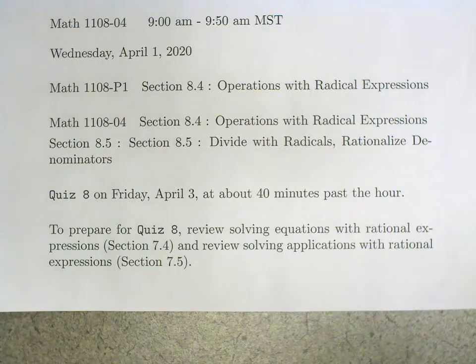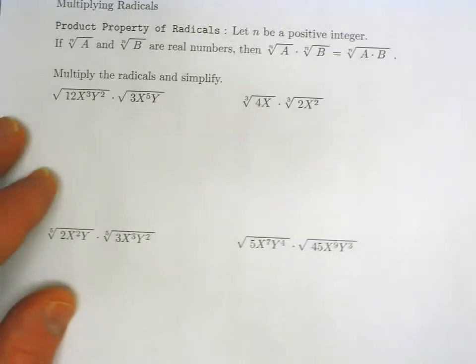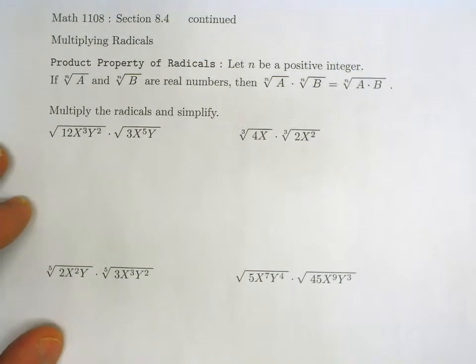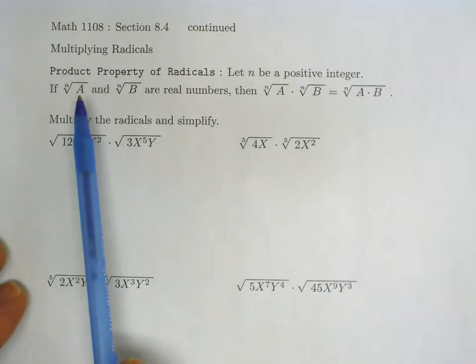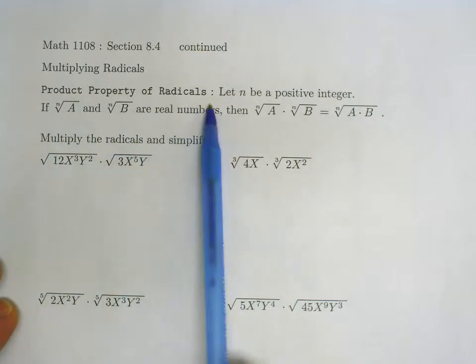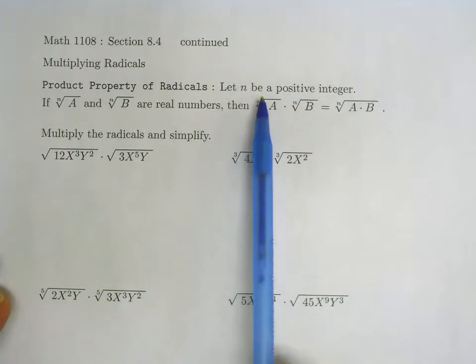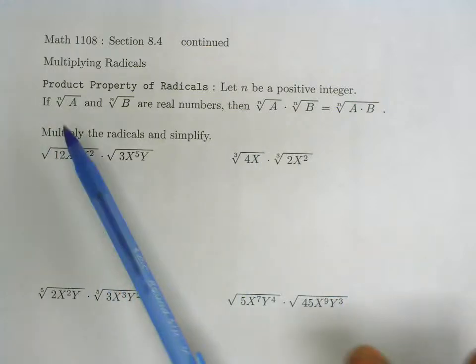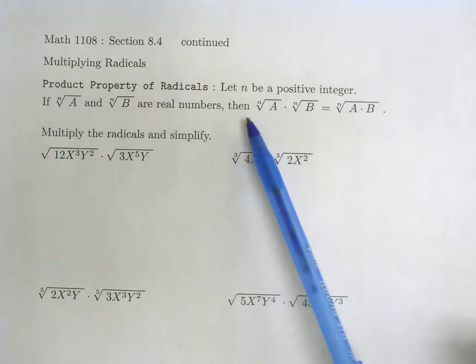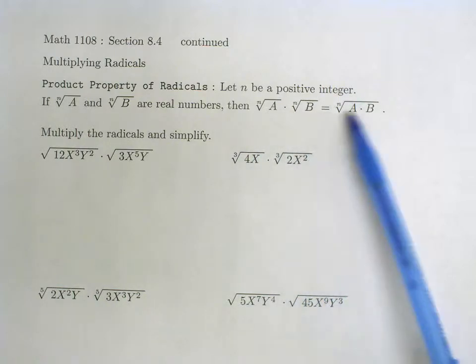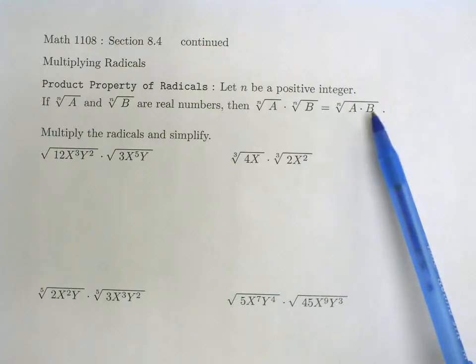Okay, we'll get started with the rest of section 8.4. Last time we talked about how to add and subtract radicals. Today we'll talk about how to multiply with radicals. So the product property of radicals: if we let n be a positive integer, and the nth root of a and the nth root of b are real numbers, then if we multiply the nth root of a by the nth root of b, we can write it as the nth root of a times b.